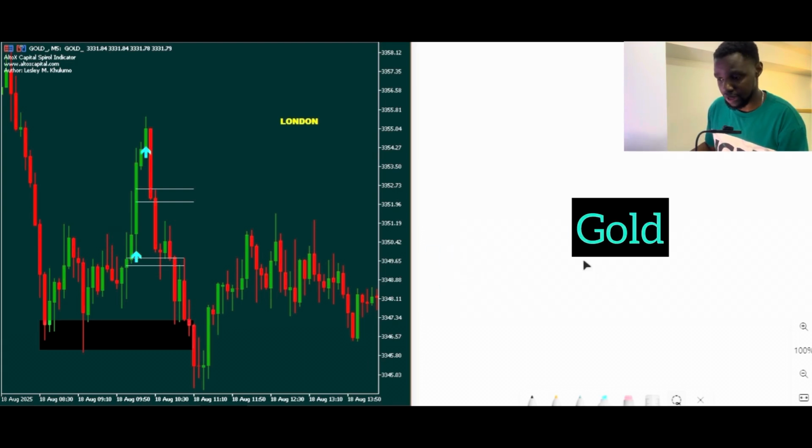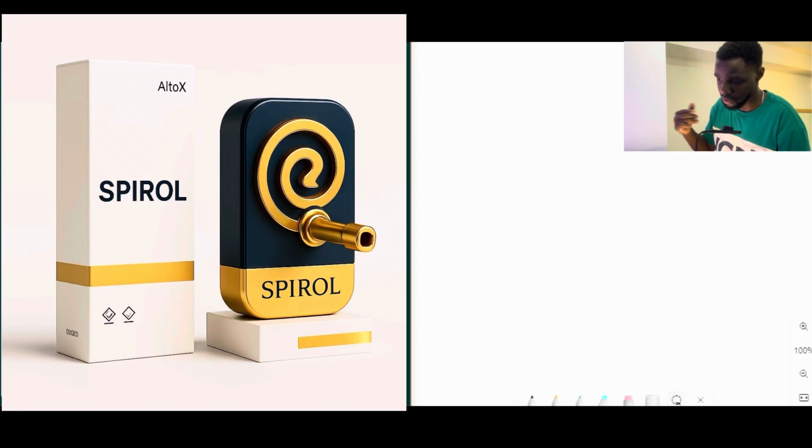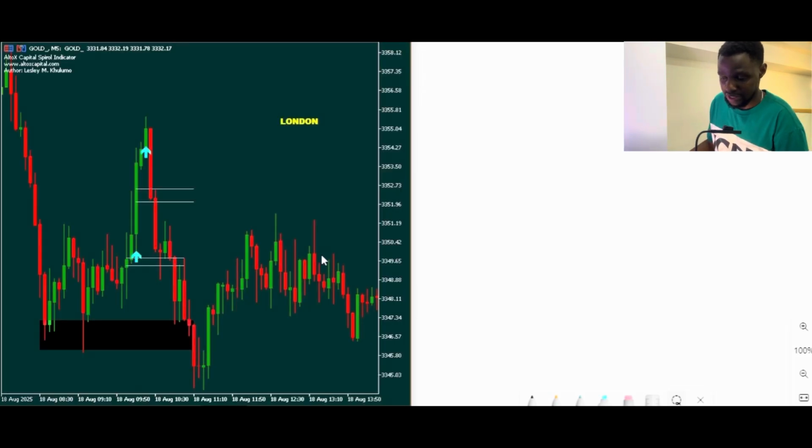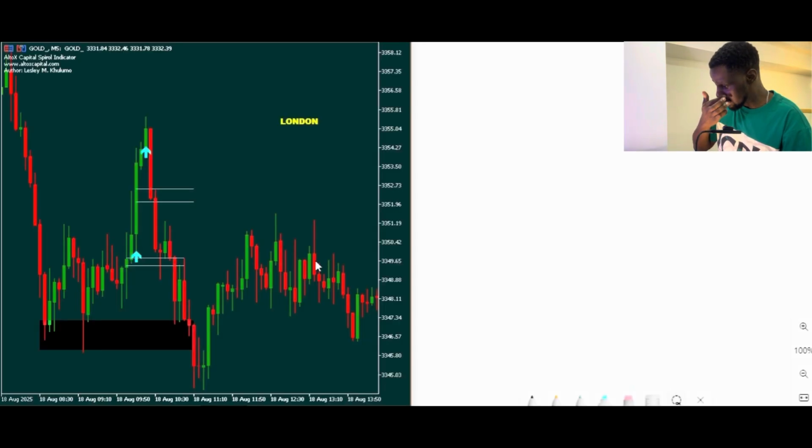Today is Monday, the 18th of August 2025, and as usual, I'm using the Spiral indicator, which is the tool that we're using here at AltoX Capital to trade the markets every single day. And as usual, this is not financial advice. We are simply doing this for training purposes only. That being said, let me quickly head over to the charts.